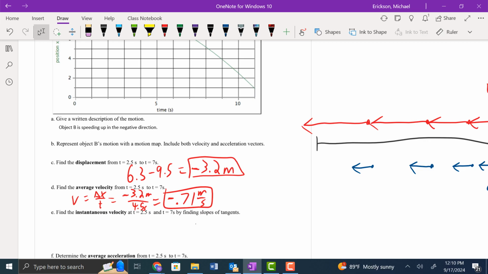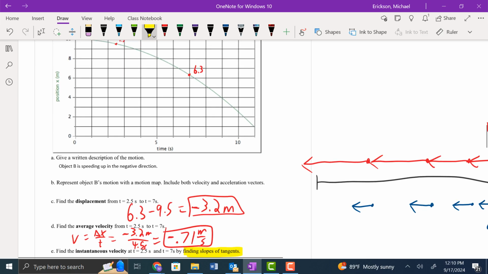Let's try to find the instantaneous velocity at 2.5 and 7 seconds. Now, the way they want us to do this is using the slopes of tangents. So, just a reminder what a tangent slope is.